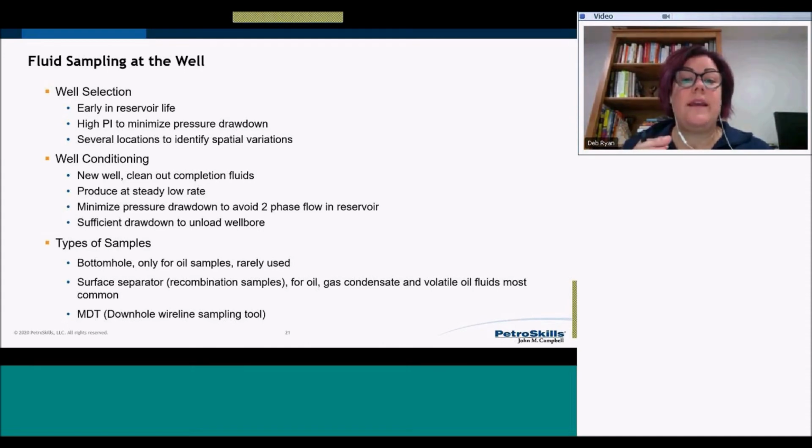And if we think that we've got variation, then we want to get samples maybe by depth, by area, in different fault blocks to make sure that we can characterize how that fluid is changing with location, and then how those different locations are going to change with time.